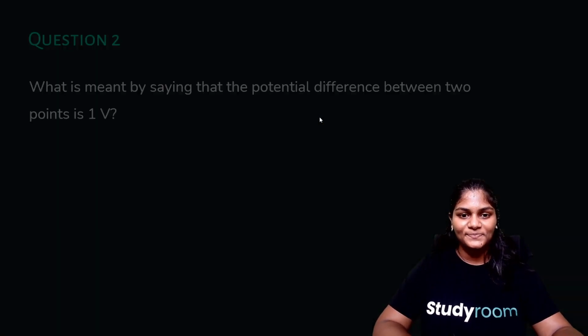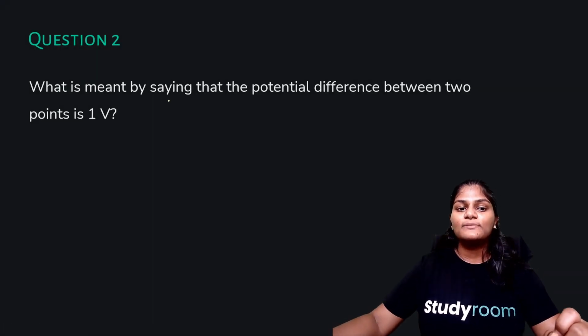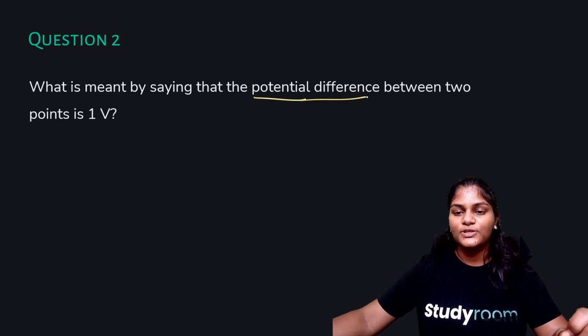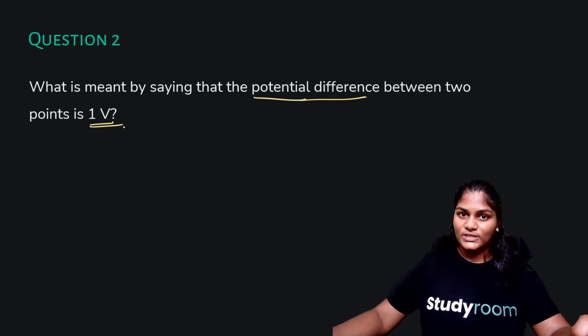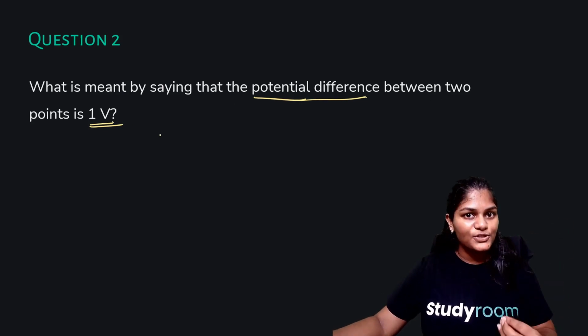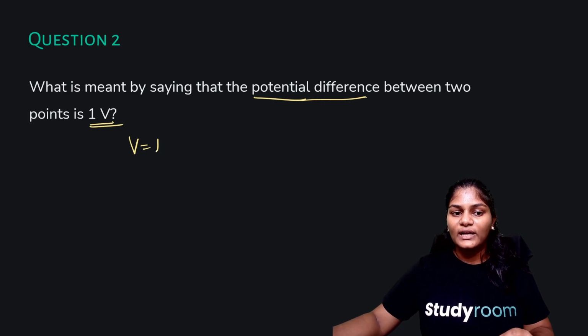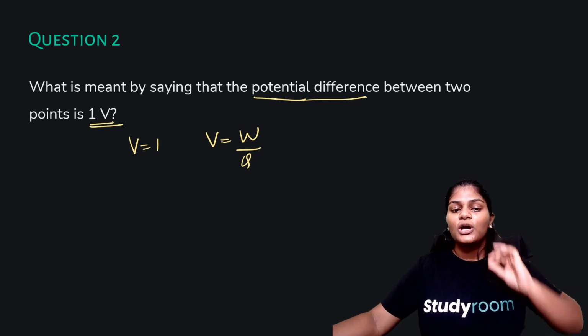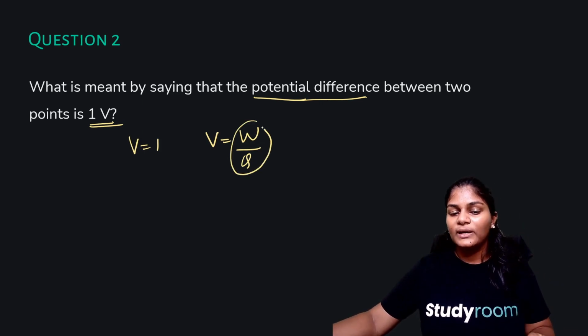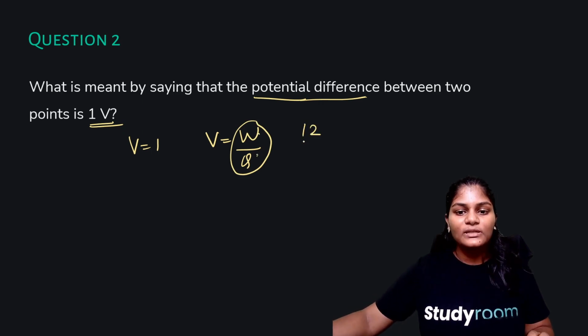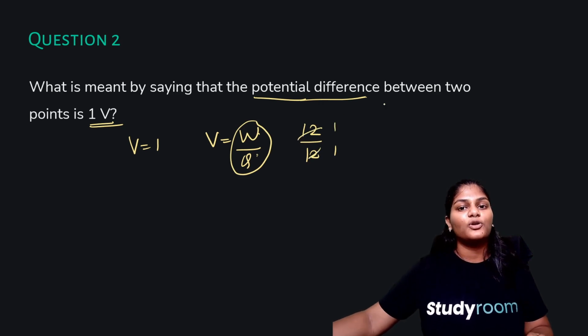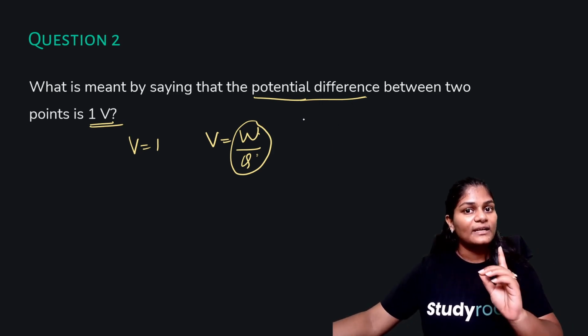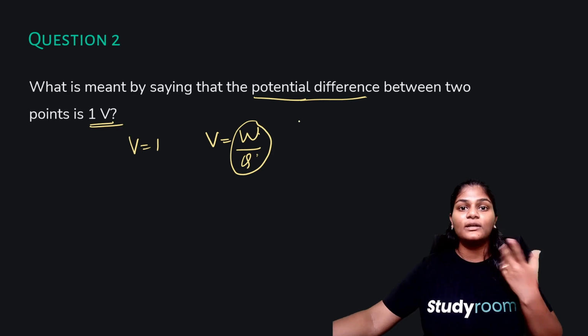Okay, moving on. The next question says, what is meant by saying that the potential difference between 2 points is 1 volt? So you use the standard definition of 1 volt. If we have V equal to 1 and we know the formula of V is nothing but W by Q, work done per unit charge, then to get an answer of W by Q as 1, both values have to be the same number. It can be 12 by 12 and it can come out to be 1. But in a standard way, when we want to define it, we use 1 as the standard quantity for it.